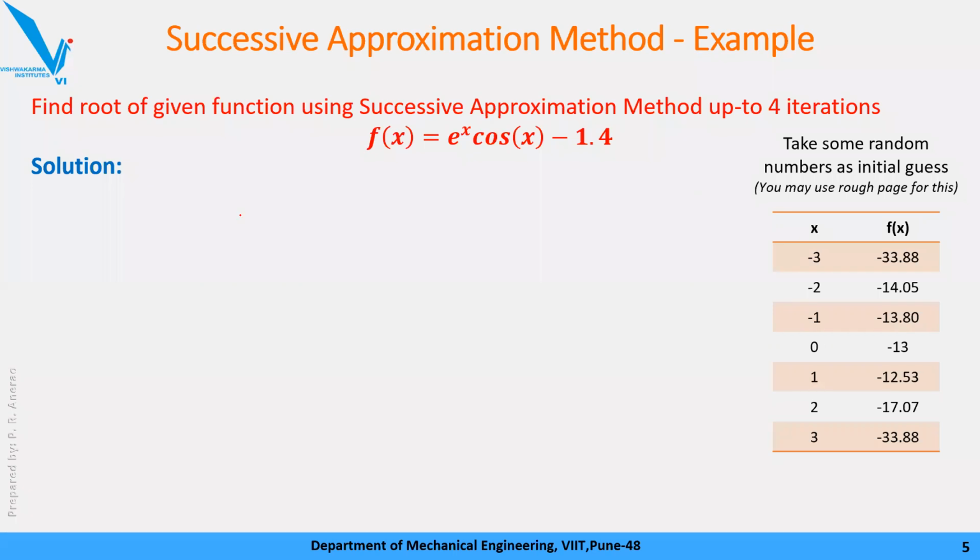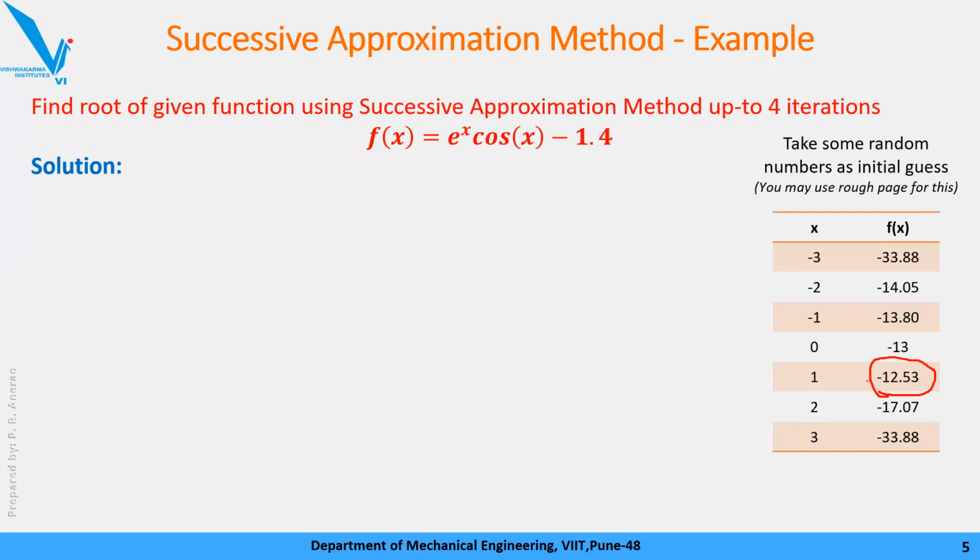Now someone is saying 0 or -1. So see, which initial guess should it be? Whichever gives us a value close to 0 of the given function. Now if we look at the numbers obtained for function of x, the most close value to 0 is this one, -12.53. This -13 is a little bit ahead, farther away. The value close to 0 is -12.53.